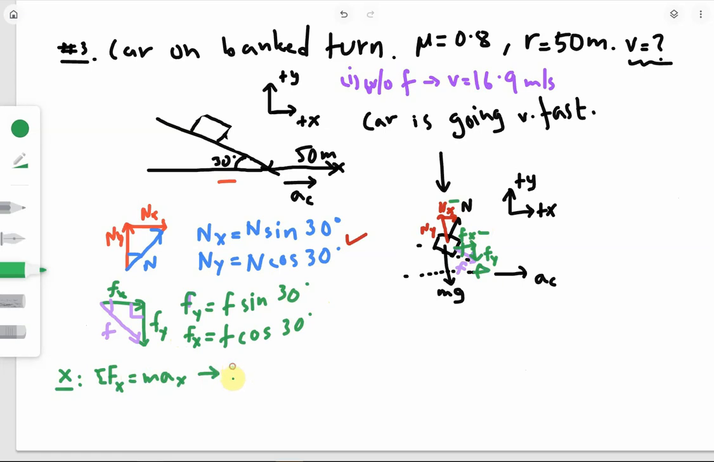So we would have Nx, which is n sine 30. Let's just write that. And that is added to the x component of friction, which we found was F times cosine of 30. There are no other forces, so this is equal to the mass of the car times the acceleration in the x direction, which is just the centrifugal acceleration. Okay, let's call this equation 1.